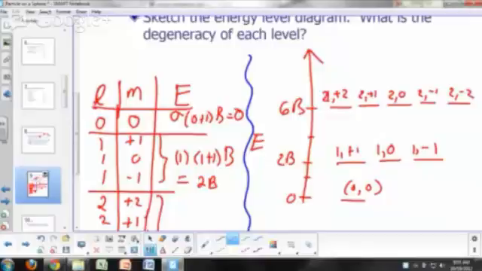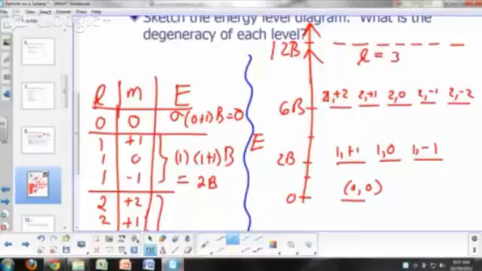So what's the next energy level going to be? For L equals 3, what's the energy? 12B. And what's the degeneracy of that level? 7. 7 quantum states. And those correspond to, for L equals 3, M sub L going from plus 3, plus 2, plus 1, 0, negative 1, negative 2, and negative 3.